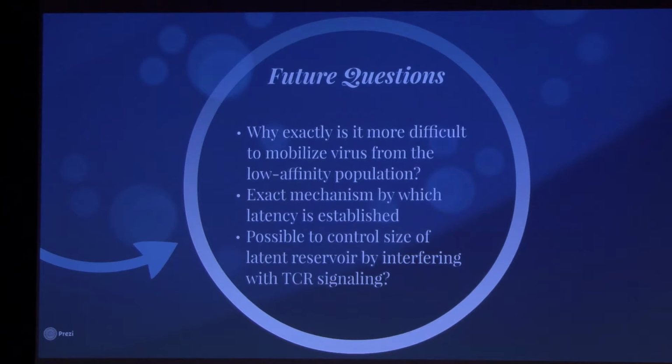And so there are still definitely a lot of questions about basically how latency works and how it's established. So it would be nice to figure out why it's more difficult to mobilize the virus from this low affinity population. We're still trying to figure out the exact mechanism by which latency is established. So why do some cells just go into this resting state after they're infected? And basically, the whole point of this experiment is to see, is it possible to control the size of this latent reservoir by interfering with TCR signaling? Because this can basically help create new drugs and help lead to eliminating HIV.